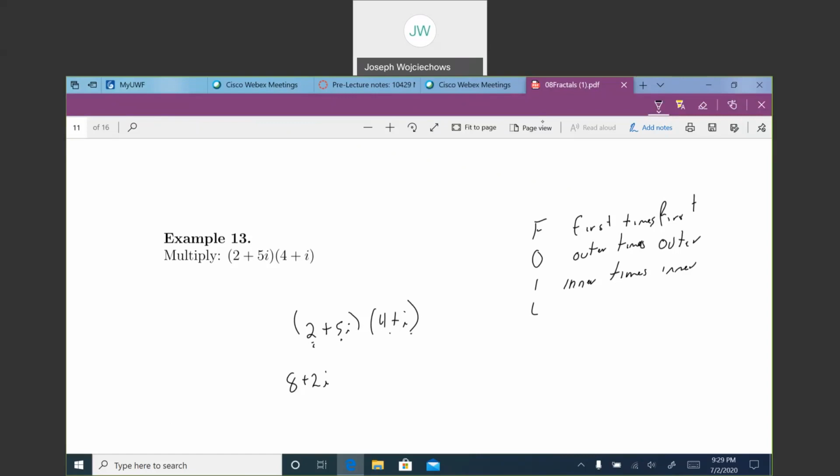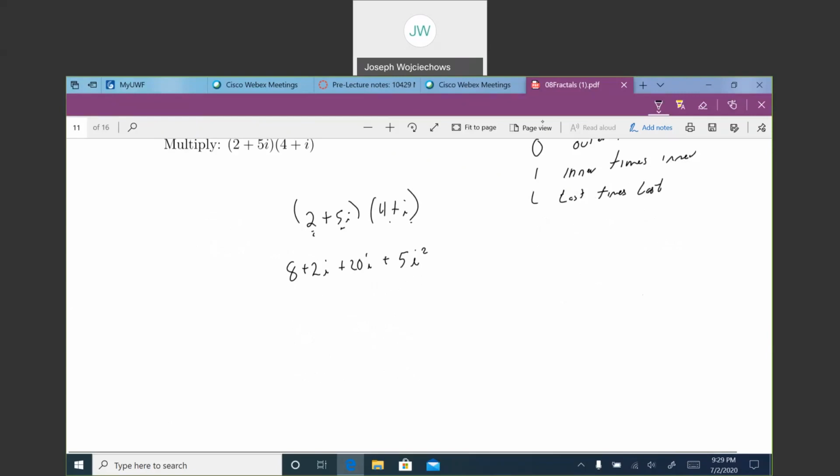So 5i times 4 plus 20i. And last times last is 5i times i. So we have 5i squared.